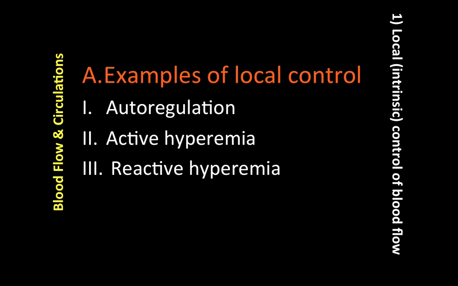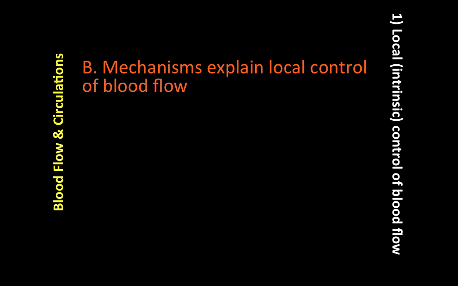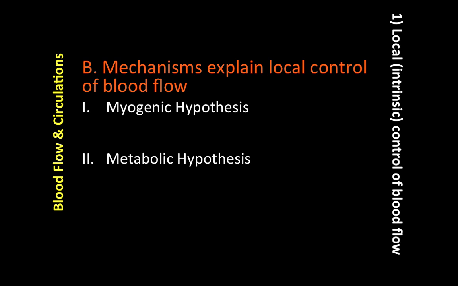Okay, so far let's review what we talked about. We talked about local intrinsic control of blood flow. We gave 3 examples: autoregulation, active hyperemia, and reactive hyperemia. Now the second part of this local control of blood flow is to understand the mechanism which explains local control of blood flow. There are 2 hypotheses that we need to mention. The first one is the Myogenic Hypothesis. The second one is the Metabolic Hypothesis to explain this local control of blood flow.